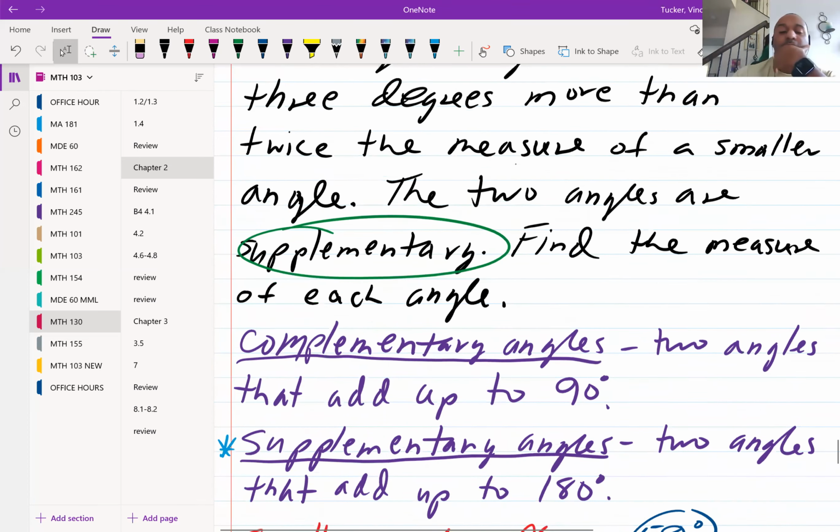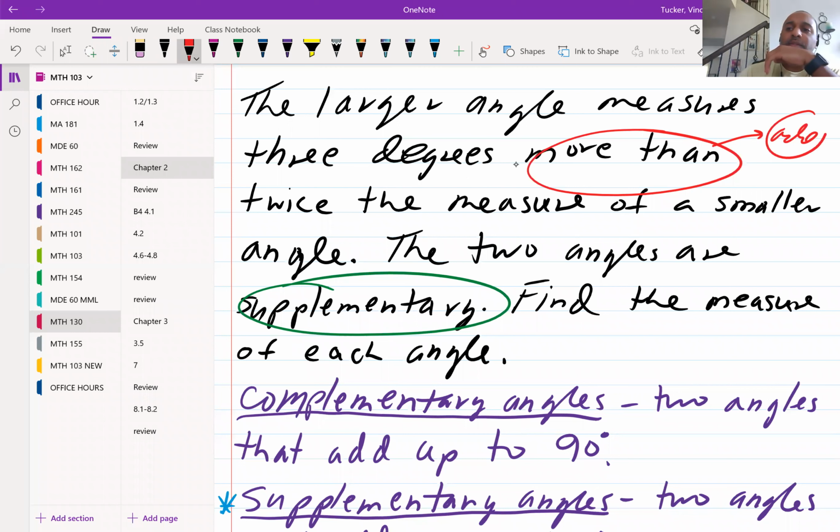So we have a smaller angle and we have a larger angle. And the larger one is described in terms of the smaller one. So let's go back to it. The larger angle is 3 degrees more than twice the smaller. So more than always means addition. And then it says twice the measure. We talked about twice before. That means you're multiplying by 2.